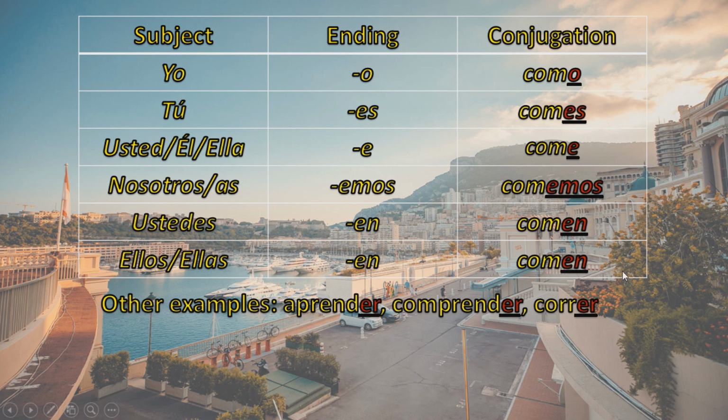All right, notice that in every example, the only thing I have to do is remove the ending ER at the end, and I replace this ending by, depending on the personal pronoun, the ending O, ES, E, EMOS, or EN. All right, guys? And here we have other examples.